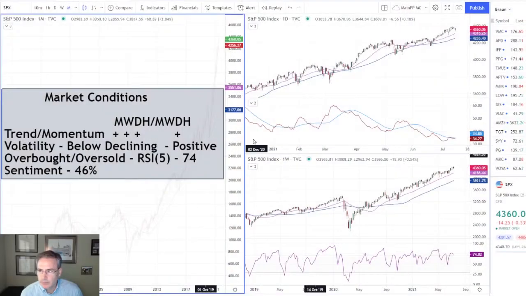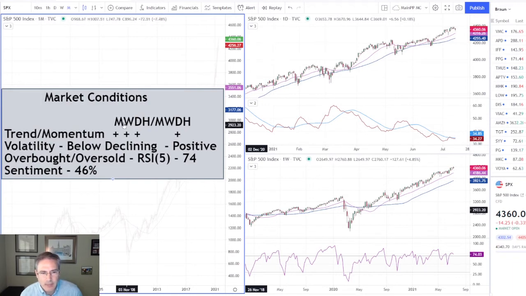So let's get into the market conditions. I like to put this here on the left. I've got the trend and momentum at the top. The MWDH is the time frame, so monthly, weekly, daily, hourly, and then the slash mark is for the momentum. You can see we're still on the higher time frames in pretty good trends. I'm going to go through these in depth in a minute on both the momentum and the trend, but let's just take a quick peek at the volatility.